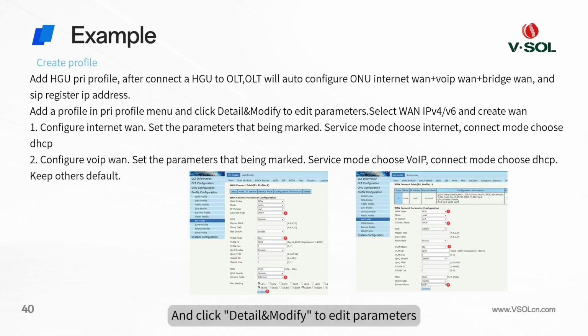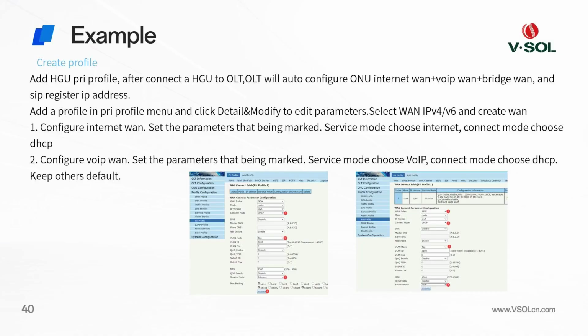Then select WAN IPv4/v6 to create a WAN. Then we configure the Internet WAN. Set the parameters that are marked. For service mode choose Internet. For connect mode choose DHCP. After that, configure the VoIP WAN. Set the parameters that are marked. For service mode choose VoIP. For connect mode choose DHCP. Keep the others default.